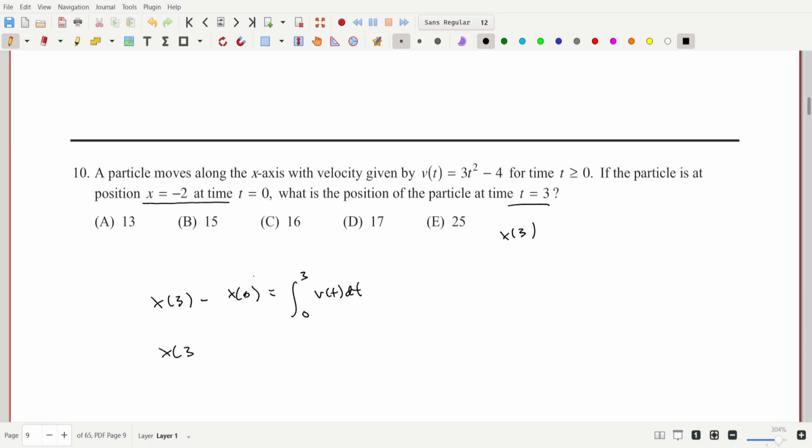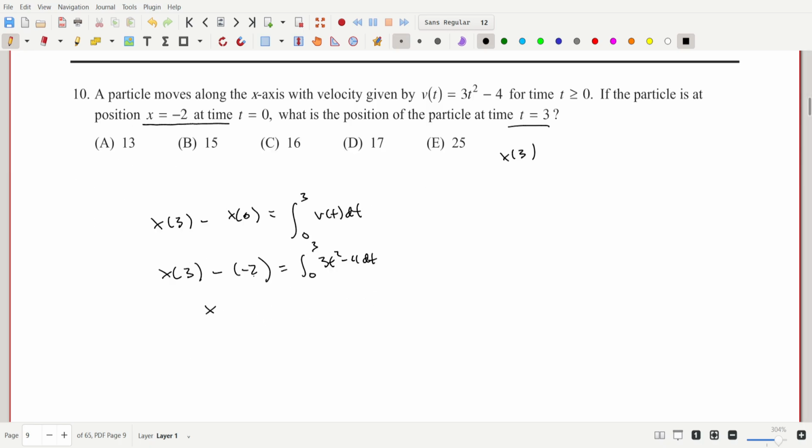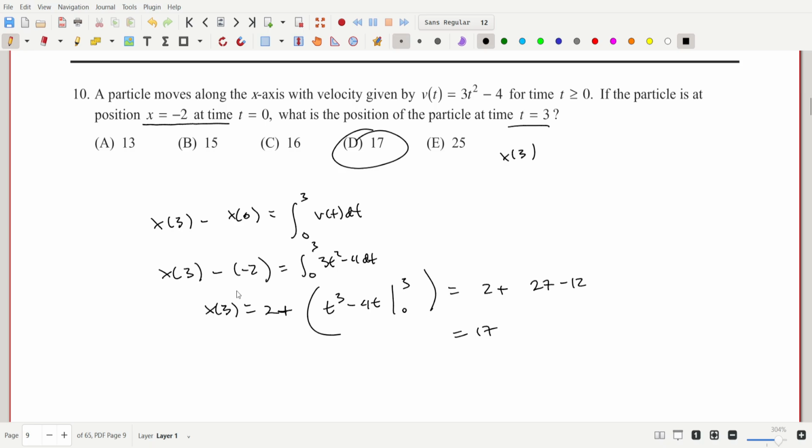But we know x of 0, and we know v of t. So we get x of 3 equals 2 plus, move the 2 over, and then the integral, that's t cubed minus 4t. 2 plus, let's see, that's going to be 27 minus 12, and then minus 0. 27 minus 12 is 15, that's 17. Okay.